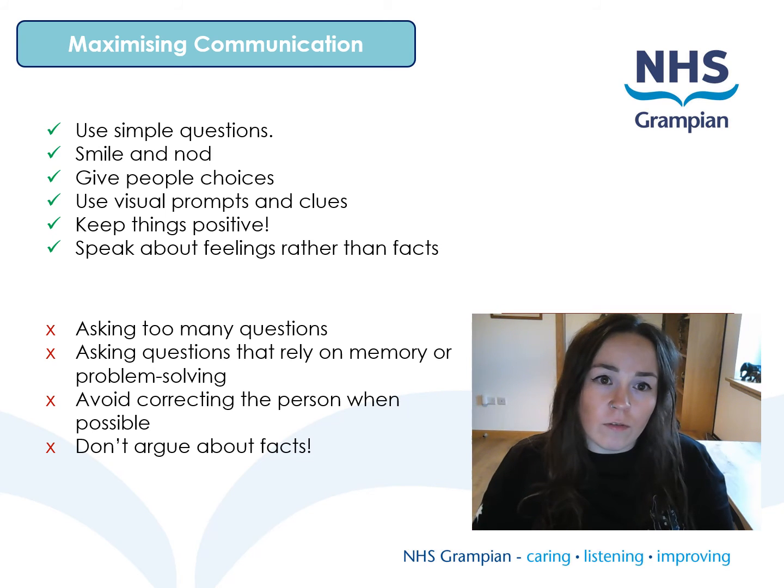Some things that are helpful for us to avoid when communicating with someone who has dementia are asking too many questions all at one time. We also don't want to ask too many questions that rely too heavily on a person's memory or problem-solving skills. We also want to avoid correcting the person where possible. If someone gets a word wrong or maybe misremembers something, what happens if we just leave that and allow that to be? We're probably going to find that that's more helpful and will increase our therapeutic relationship and alliance with the person. And we also don't want to get into arguments about facts.